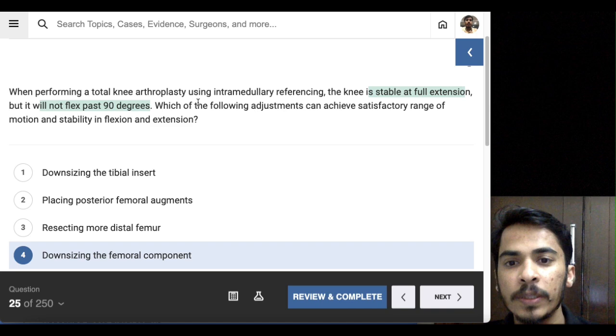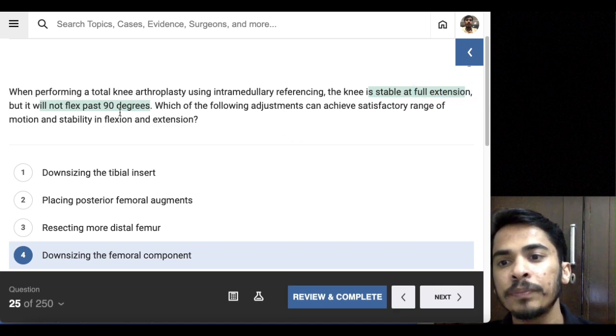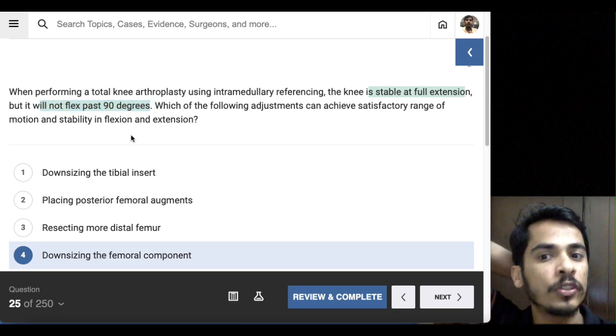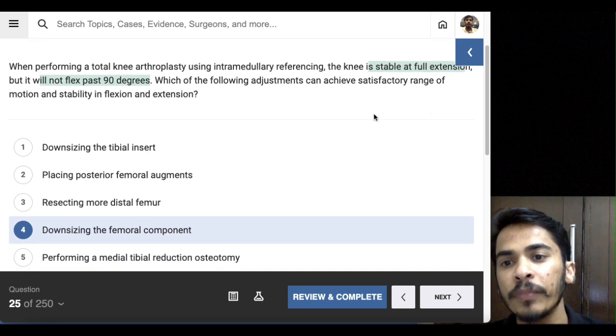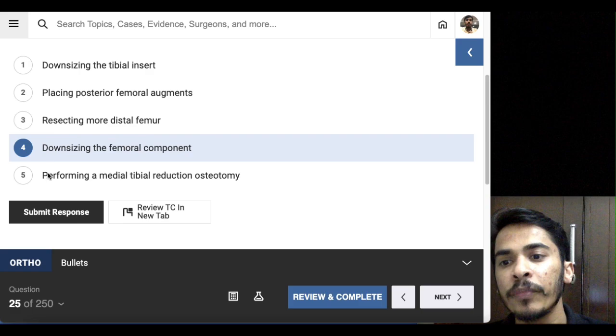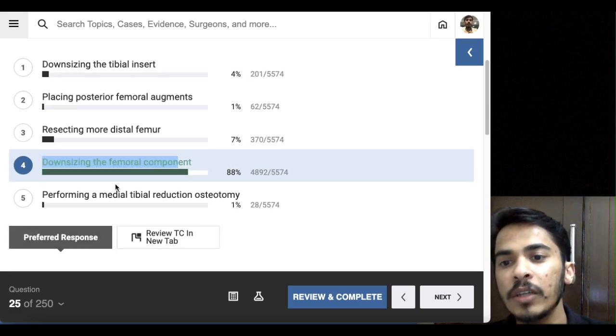When performing a total knee arthroplasty using intramedullary referencing, the knee is stable at full extension. So the extension gap is okay. It will not flex past 90 degrees. So there is a tight flexion gap. Which of the following adjustments can achieve satisfactory range of motion and stability in flexion and extension? So we have to do the downsizing of the femoral component.